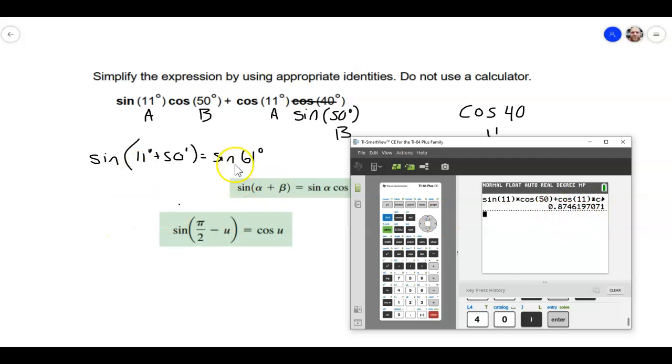So if I'm right, that should equal just the sine of 61 degrees. So if we're right, that should be the same decimal approximation as that, which it is. So we are good to go. That's an easy way to check our answer.